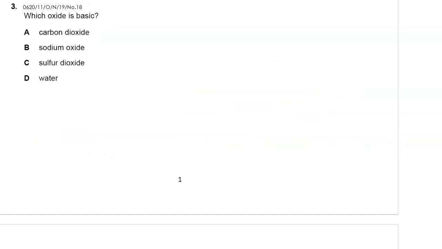Number 3. Question number 3 is also from variant 1.1, and this was question number 18. Which oxide is basic? Of course, we have two types of oxides. We only have 2: acidic and basic oxides.